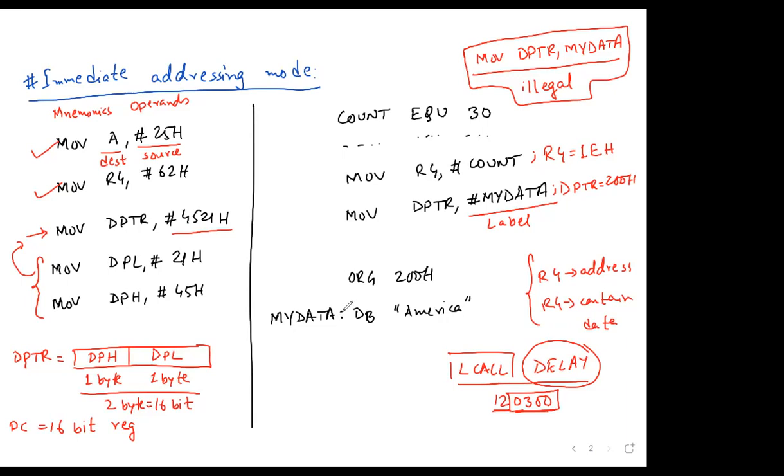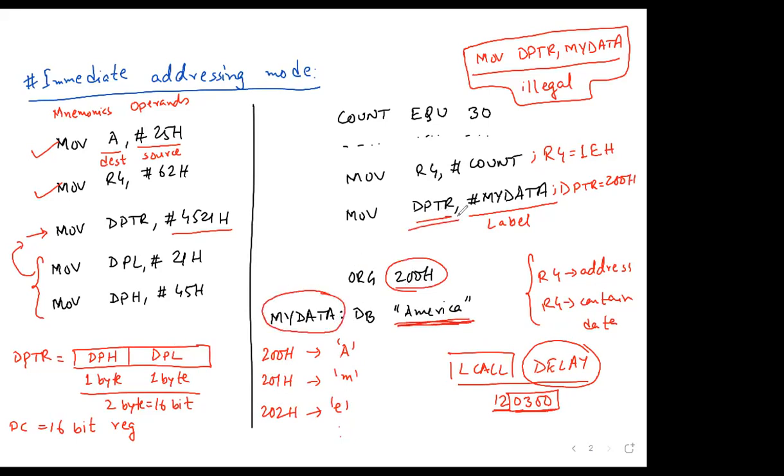Now, when I've written my data colon data byte America, what is actually happening is, in address 200h, you will have the ASCII of capital A. Then in 201h, you will have the ASCII of M. Then in 202h, you will have the ASCII of E, and so on. All the letters are stored from this address, and this address is preserved by the label my data, which you have transferred to the data pointer by this particular instruction.